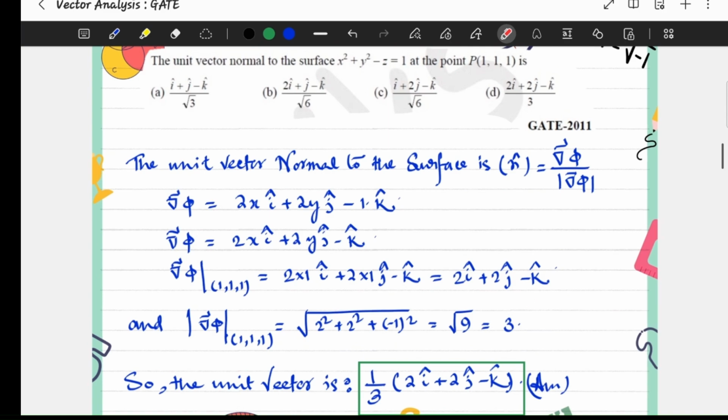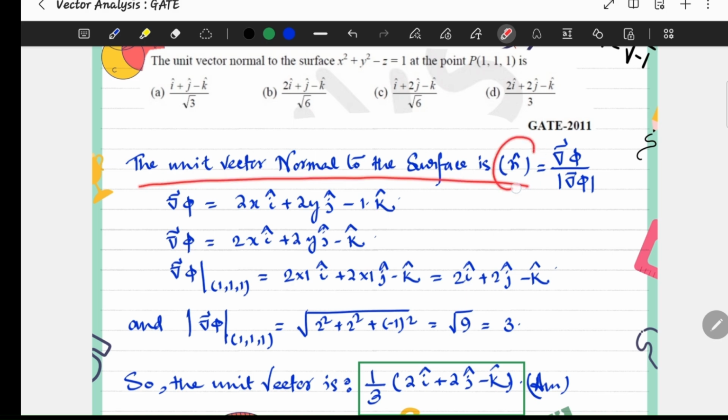Okay. Next one is the unit vector normal to the surface at the point P(1,1,1). So we have to find the unit vector normal to the surface. This is our function basically: x square plus y square minus z equal to 1. So what we have to find out is the unit vector normal to the surface.